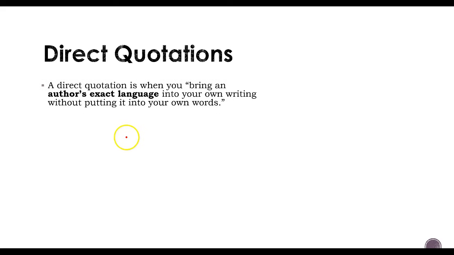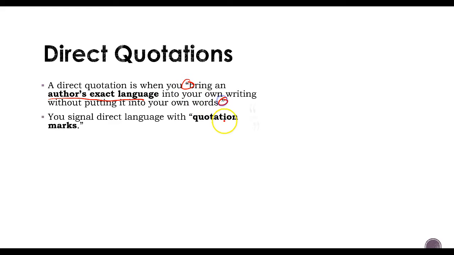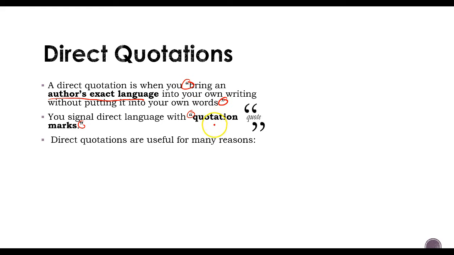Direct quotation is when you bring an author's exact language into your own writing without putting it into your own words. And whenever you bring an author's exact language in, you want to make sure you put quotation marks around it. Anything that's not your language, you want to put quotation marks around so the reader knows this isn't your wording, this isn't your phrasing. You didn't create these sentences. You took them directly from a source.